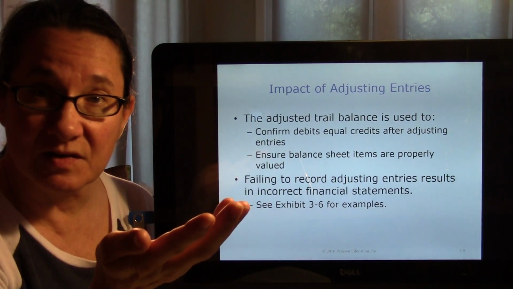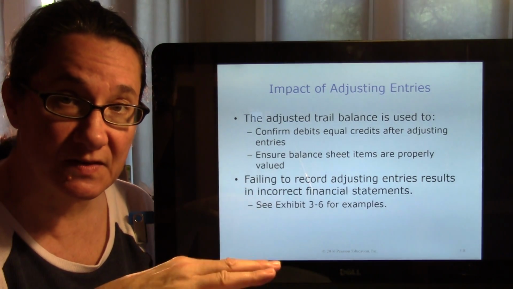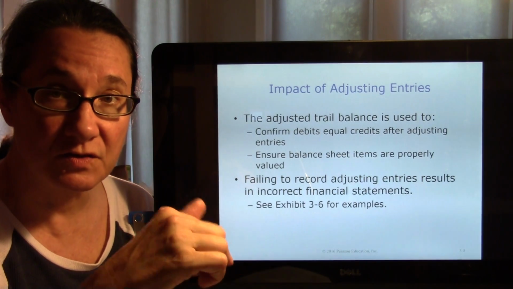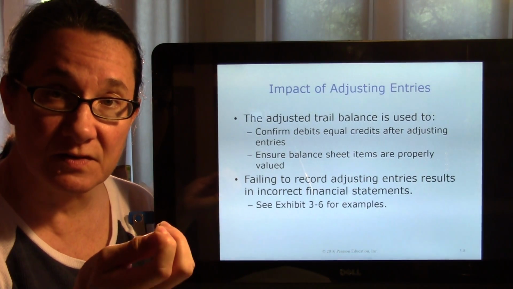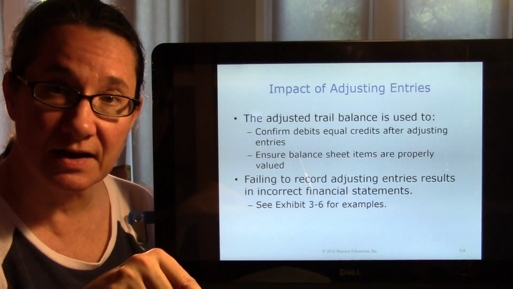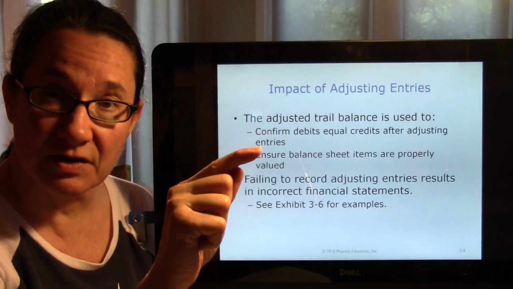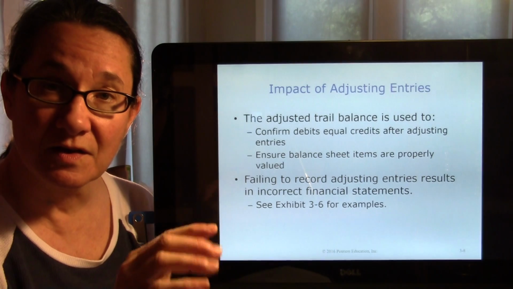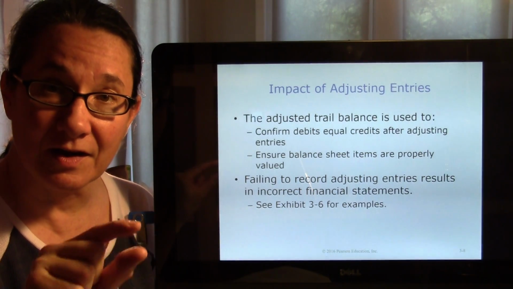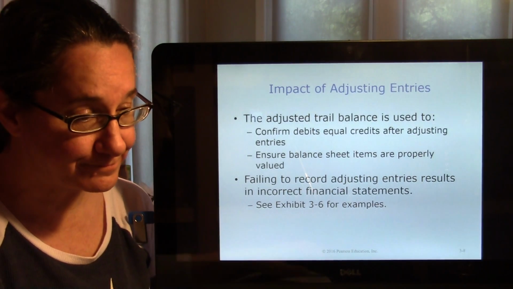And we didn't put the expense on, so we would have too few expenses. Our expenses would be understated, right? Too low. If your expenses are too low, your net income will be too high or overstated, right? Because how do we get net income? Net income is revenue minus expenses. So if our expenses are too low, then our net income is going to be too high.